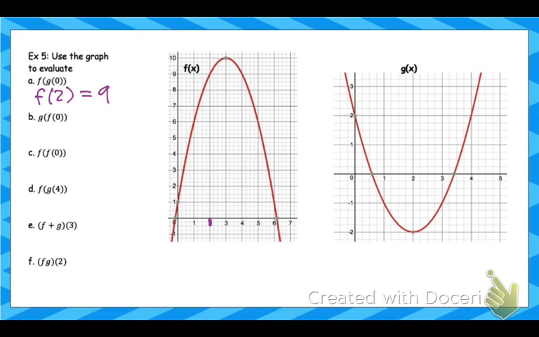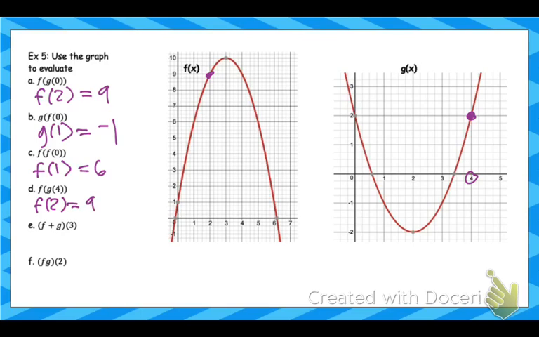All right, f of 0, so f of 0 is 1. G of 1, when x is 1 on the g of x function, my y value is negative 1. F of 0, again, is 1. F of 1 is 6. G of 4, so on the g of x function, when x is 4, the y value is 2. So f of 2 then, when x is 2, my y value is 9.